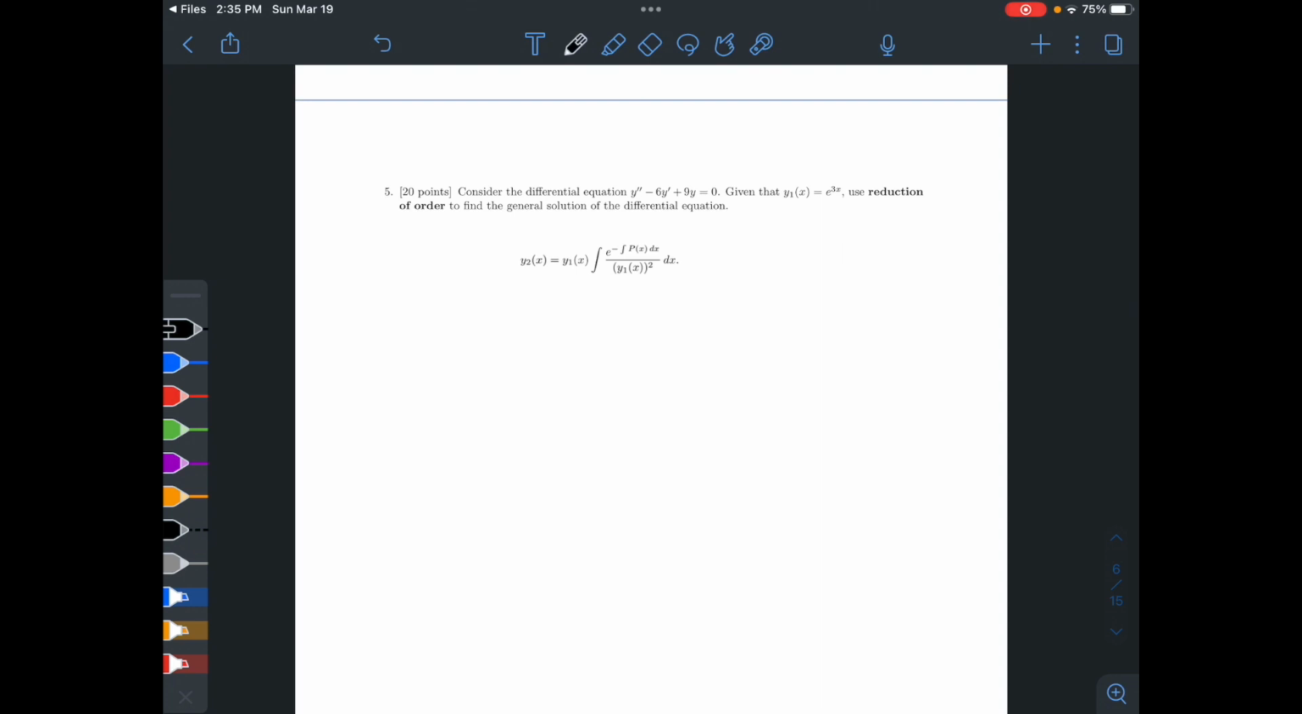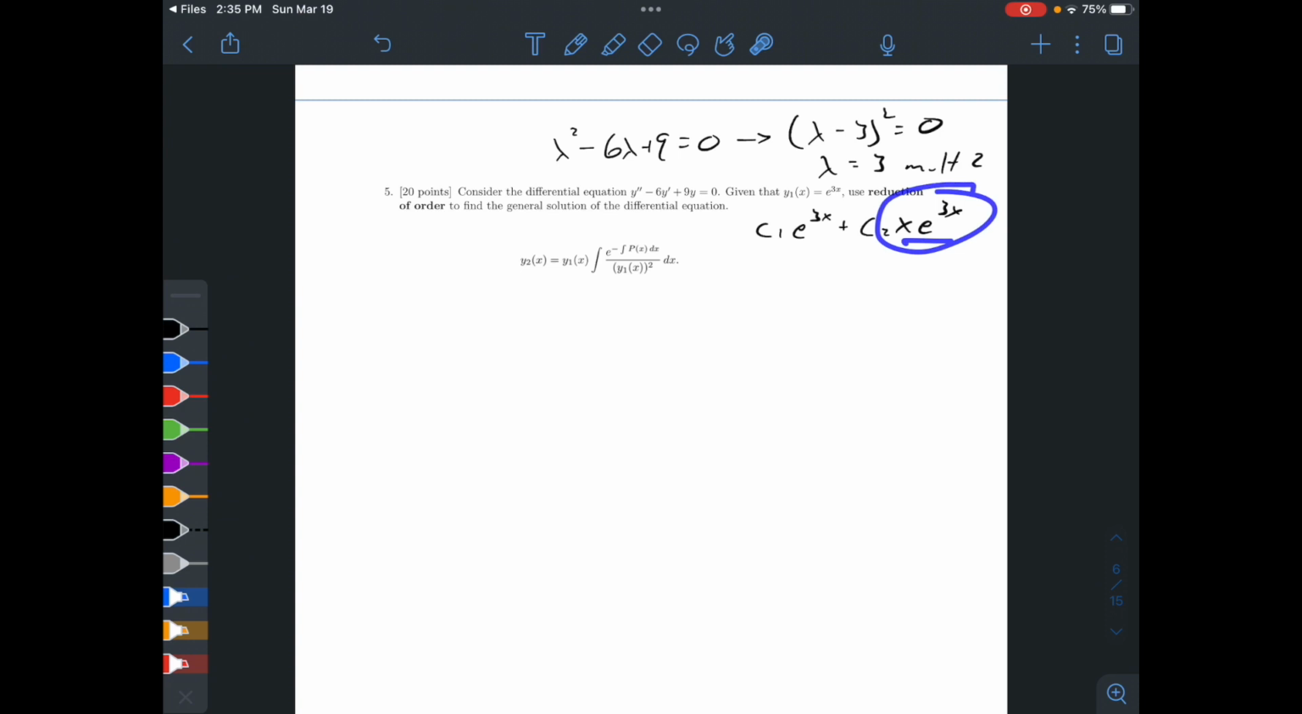So on this one right here, if I didn't tell you specifically to use reduction of order, then this would be lambda squared minus 6 lambda plus 9 is equal to 0 to get your characteristic equation. Factor that as lambda minus 3 squared is equal to 0, so lambda is equal to 3 with multiplicity 2. So you would already know that your solution should be c1 e to the 3x plus c2 x e to the 3x. So your other solution should be just x e to the 3x, right? We should just know this from this short little workup here. But I'm specifying that you have to use reduction of order.